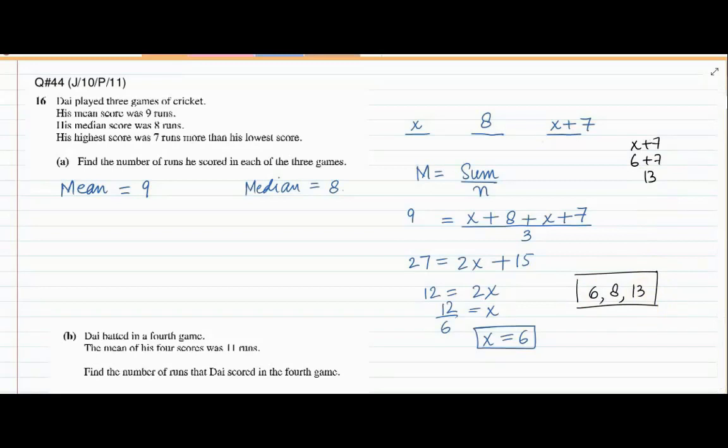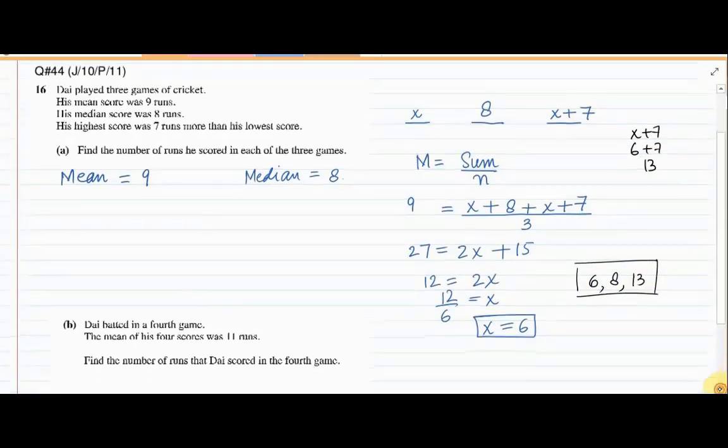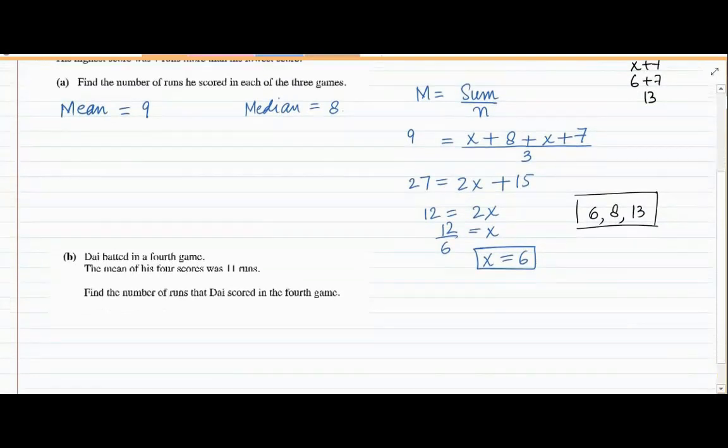Now what you guys need to do is first attempt part B by yourself. Now it says Dai batted in a 4th game. Now one more game is added. The mean of his 4 scores was 11 runs. Find the number of runs that Dai scored in the 4th game. He played 4 games: 1, 2, 3, 4. Now I know that in the first game he made 6, second one 8, third one 13, then the fourth one is Y. I cannot take X because X has already been taken.